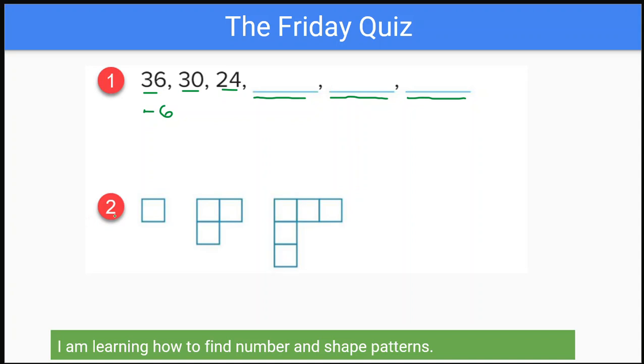Okay? Now, this one right here is a shape pattern. They start off with 1 square, and it goes 1 to this side and 1 to this side. Then it goes 2 to this side, and 2 to this side. What's going to come next? Right, 3 to this side and 3 down, then 4 over and 4 down, and so on. Kids, you're learning how to find number and shape patterns.